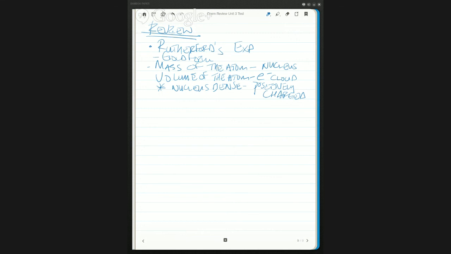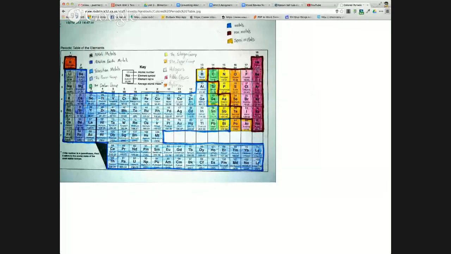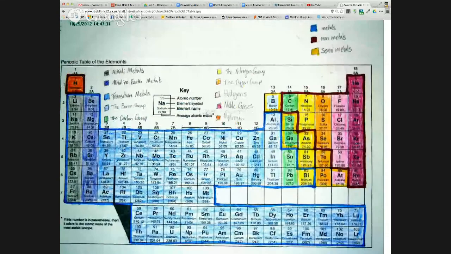So I'm going to share the picture of the periodic table. Let me see if I can make it a little bit bigger for you. Is that big enough? Is that coming through big? Yes, good. All right. So I want you to notice a few things. The first thing is, this is the same periodic table you guys use.